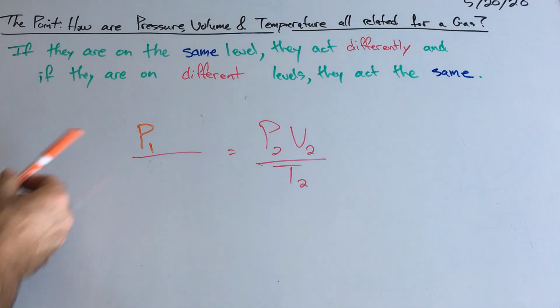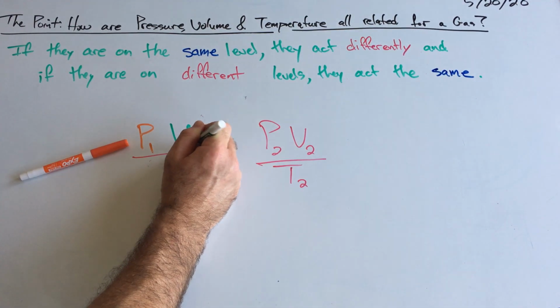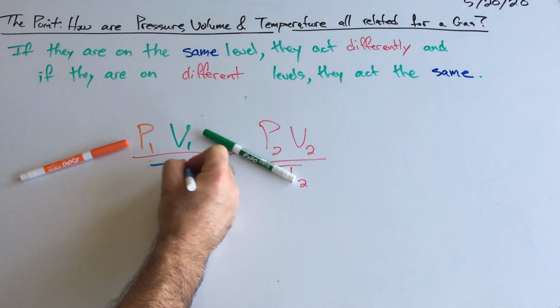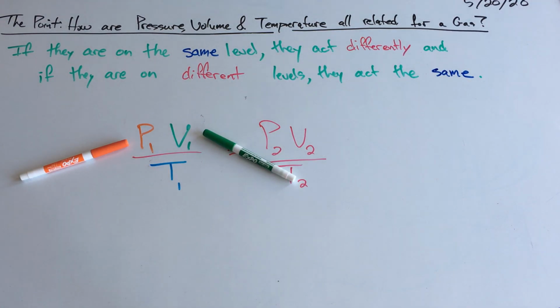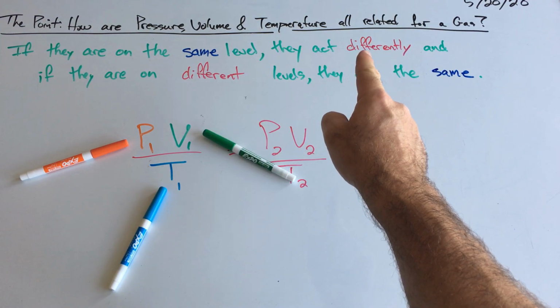orange will be our pressure. Green will be our volume. And blue will be our temperature. Okay, so if they are on the same level, they act differently.